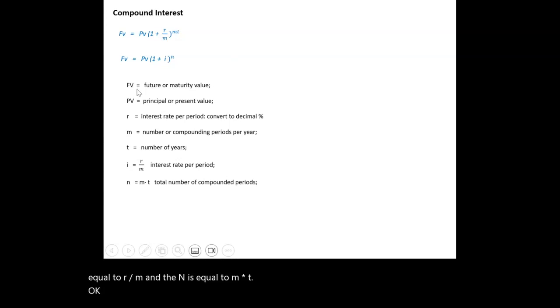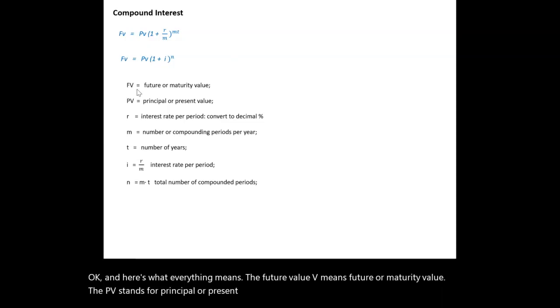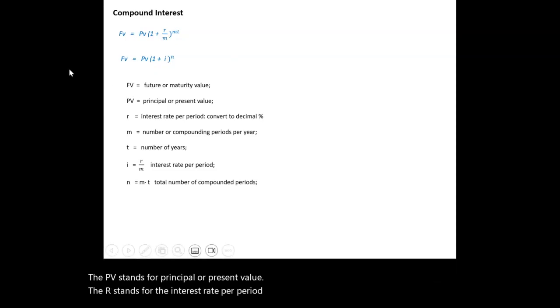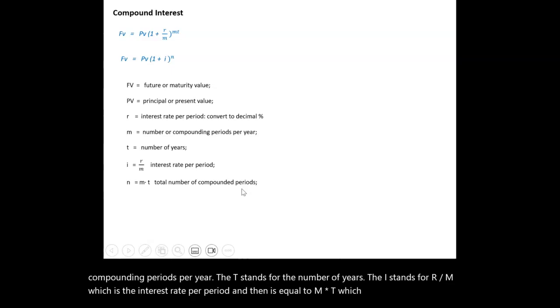Okay, and here's what everything means. The future value, FV, means future or maturity value. The PV stands for principal or present value. The R stands for the interest rate per period, converted to a decimal. The M stands for the number of compounding periods per year. The T stands for the number of years. The I stands for R divided by M, which is the interest rate per period. And N is equal to M times T, which is the total number of compound periods.